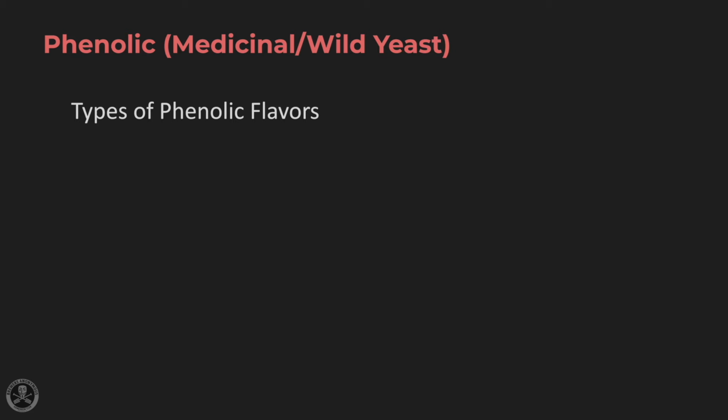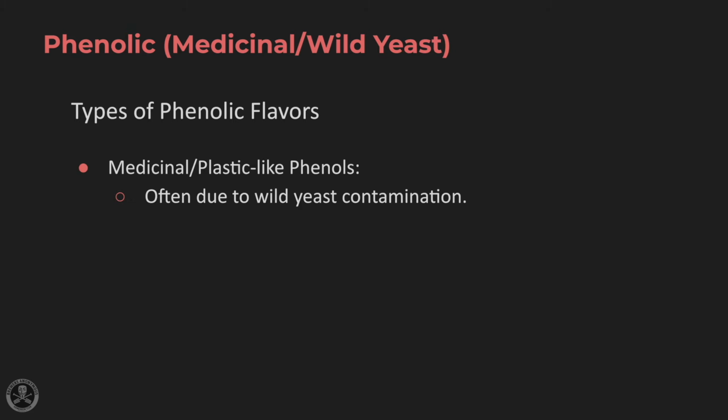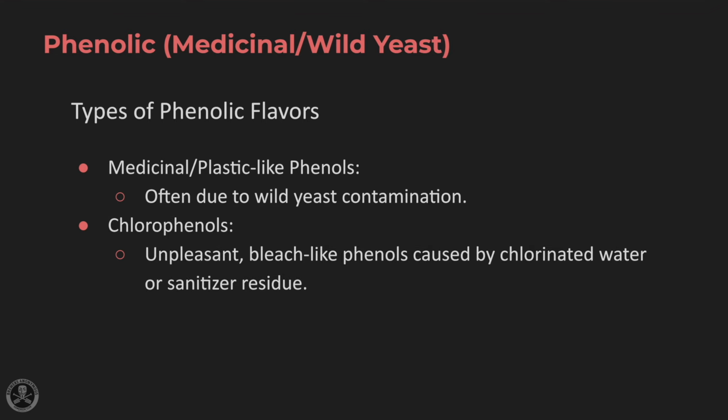Looking at the type of phenolic flavors, the medicinal plastic-like phenols are often produced from a wild yeast contamination in the fermentation. Chlorophenols can form a bleach-like character caused by chlorinated water or sanitizer residue.